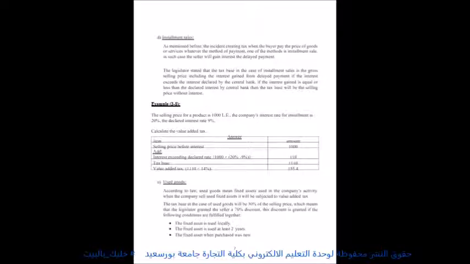The fifth special case is used goods. According to law, used goods means fixed assets, used in the company activity. When the company sells a used fixed asset, it will be subjected to the value added tax. The tax base in the case of used goods will be 30% of the selling price, which means that the registrator granted the seller a 70% discount. The discount is granted if the following conditions are fulfilled together.